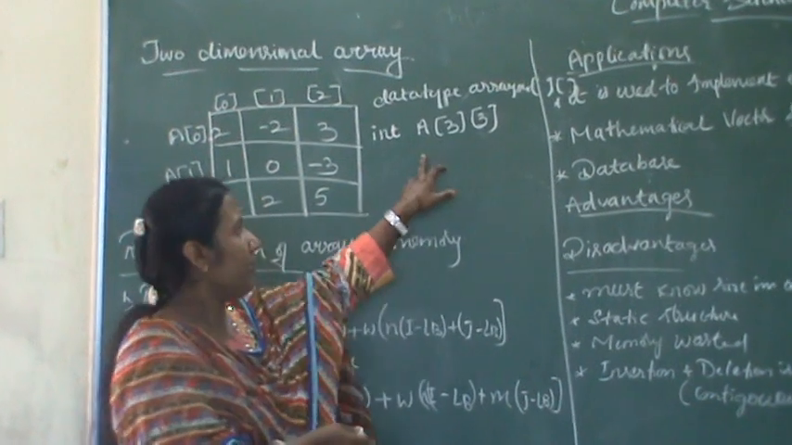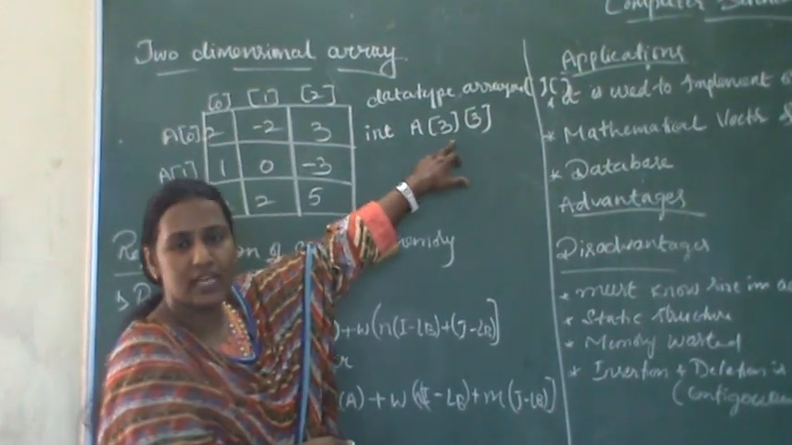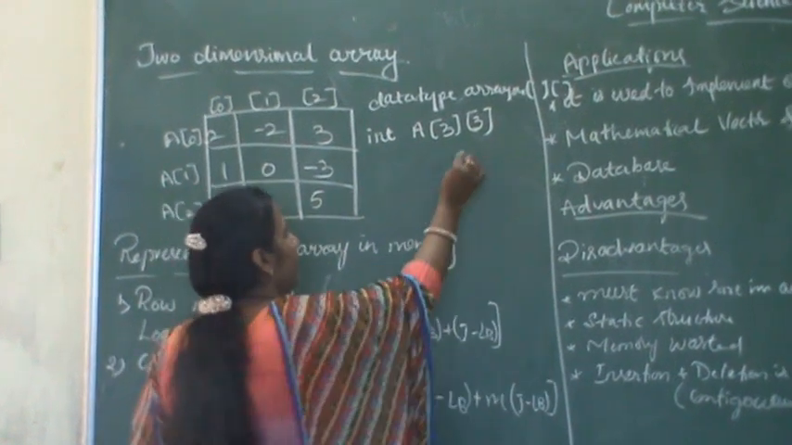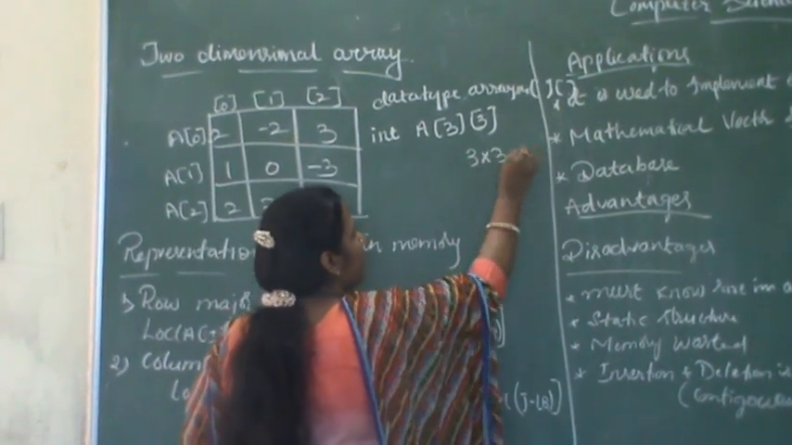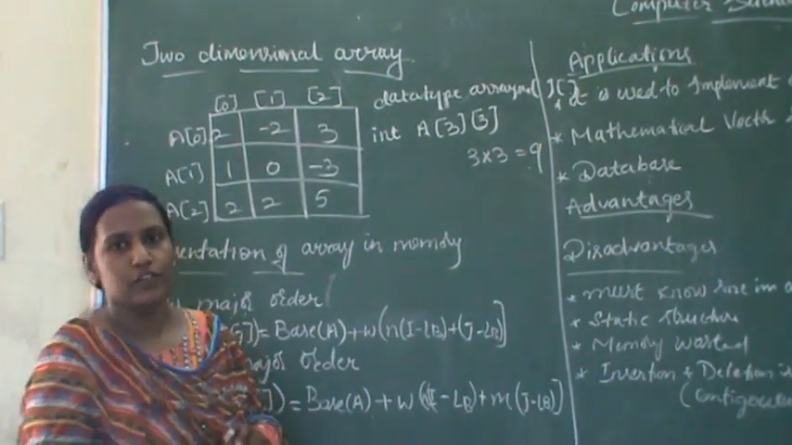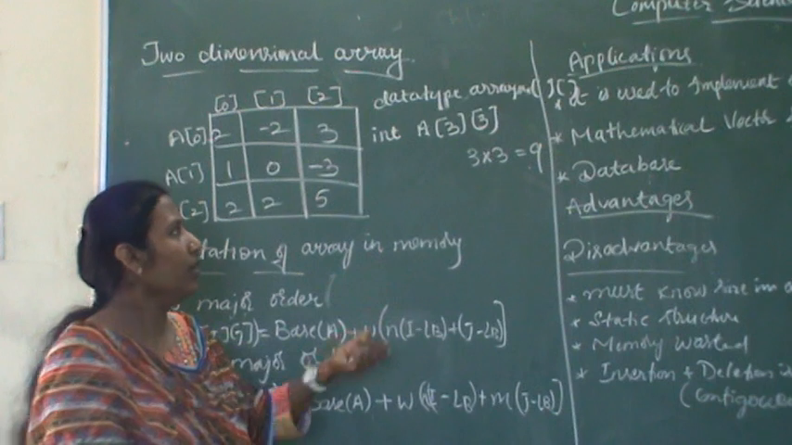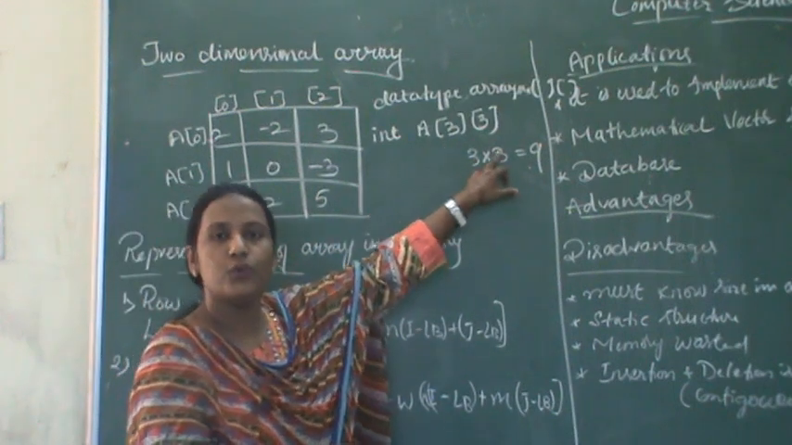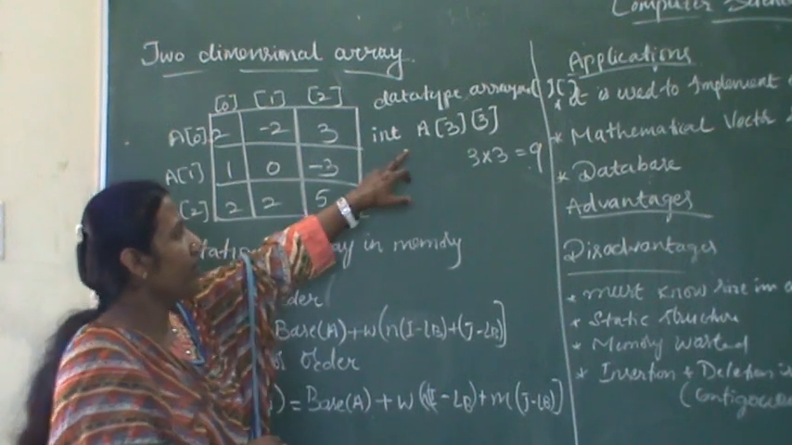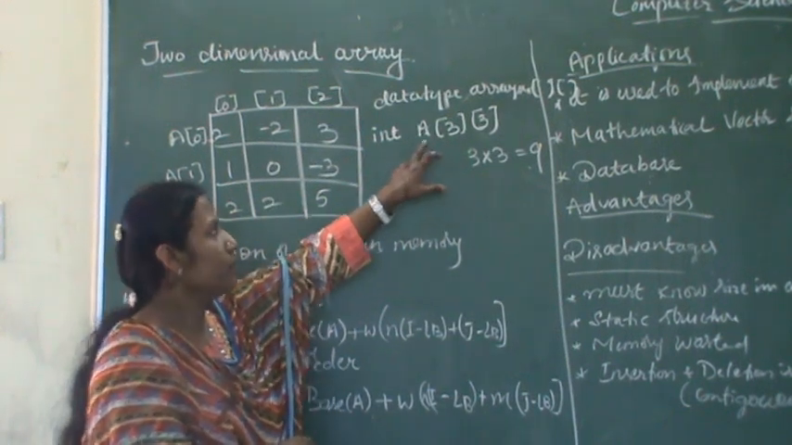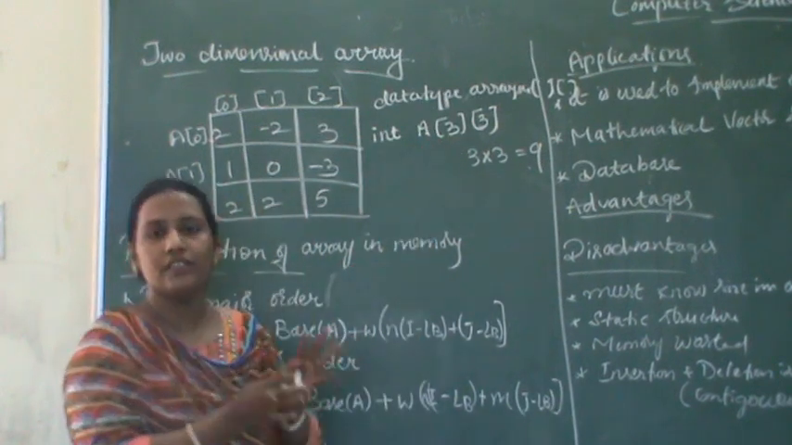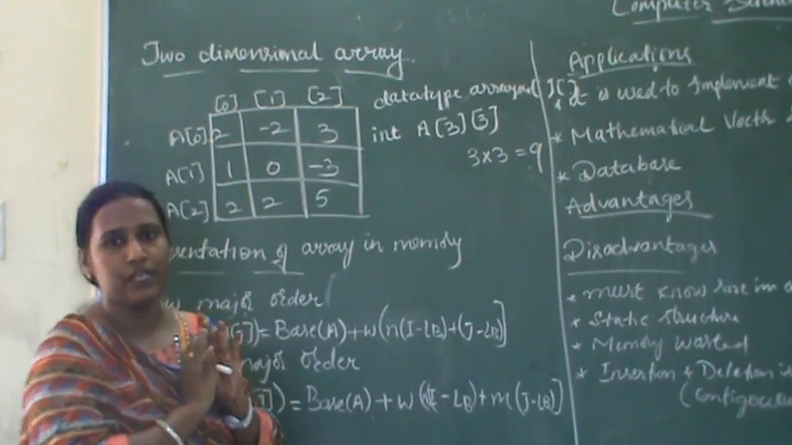So here, 3 rows and 3 columns of elements can be stored. Totally we can store 3 cross 3, that is 9 elements, in a two-dimensional array. Why is it called two-dimensional? Because it consists of two index values or two subscripts. Whenever we declare an array, for example int a of 3 by 3, it means 3 rows and 3 columns will be created.